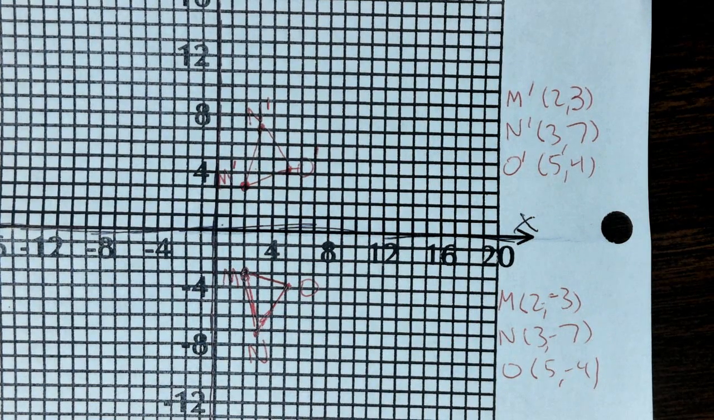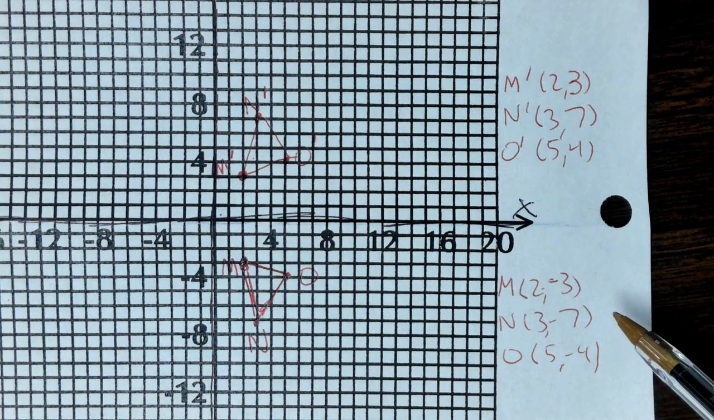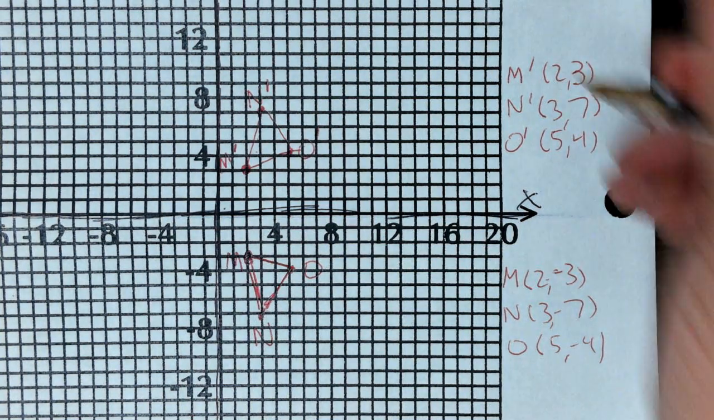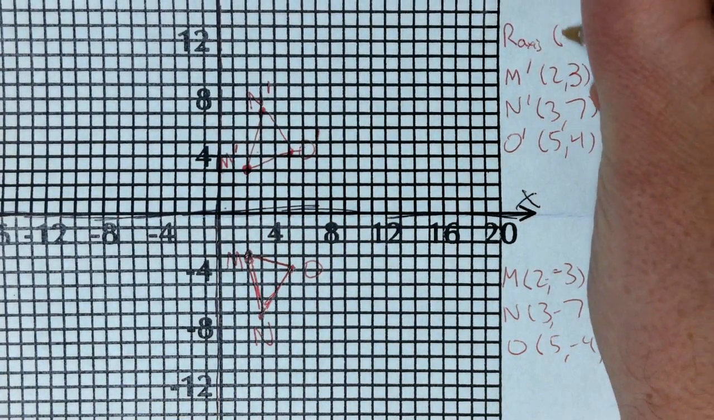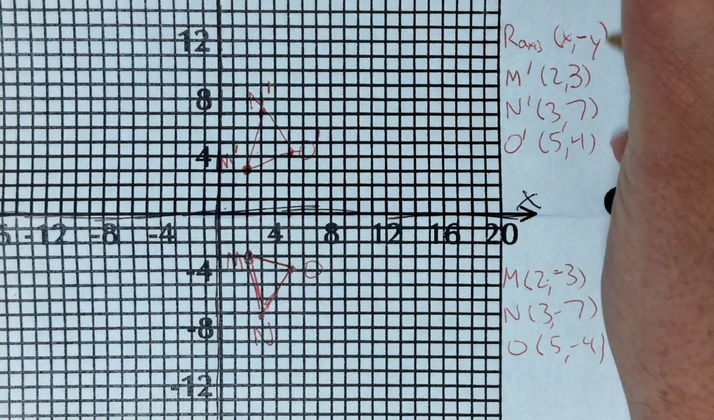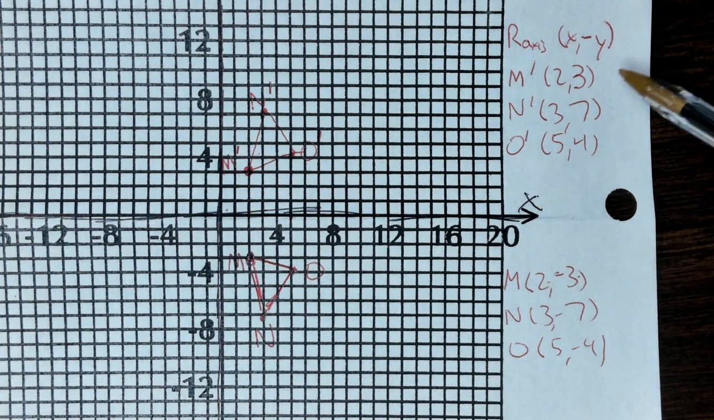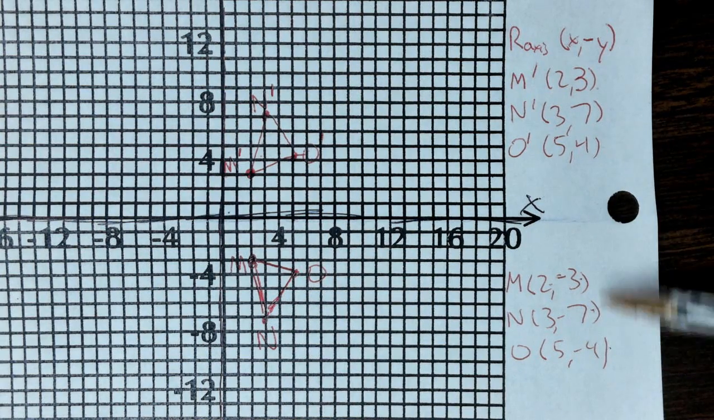What do you notice about these when you're comparing them? The x is the same and the y is a different sign? Yeah. So what you need to learn from this is when you're reflecting across the x-axis, it's going to be x, -y. You change your sign from the -3 to a +3, from the -7 to +7, and from -4 to +4. So that's reflecting the x-axis.